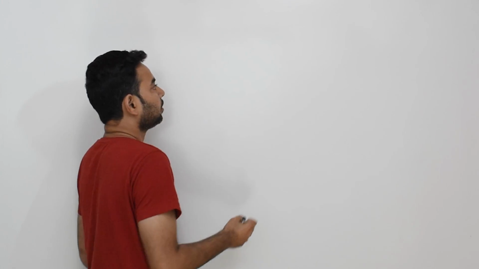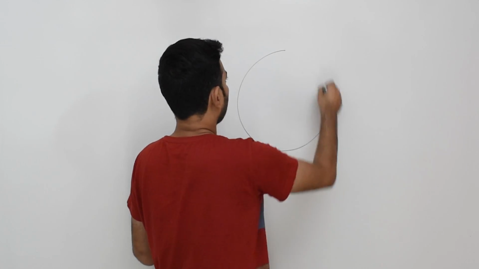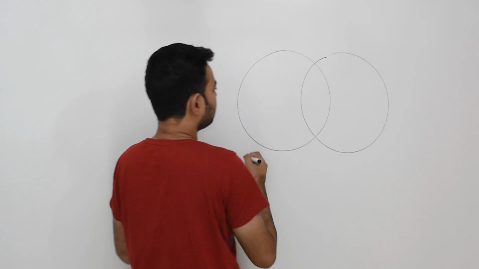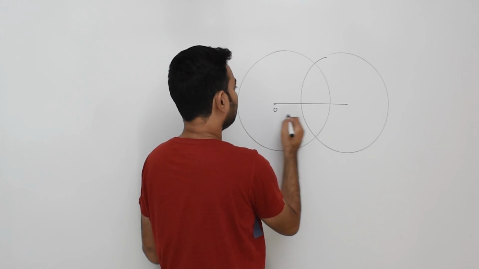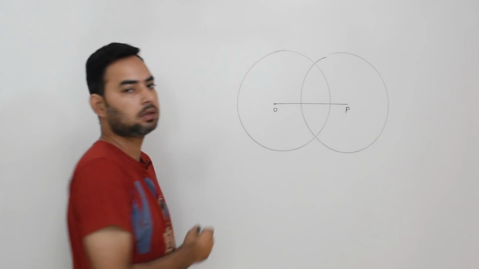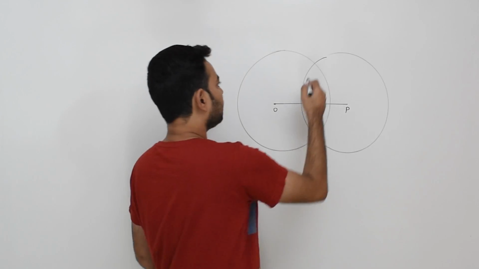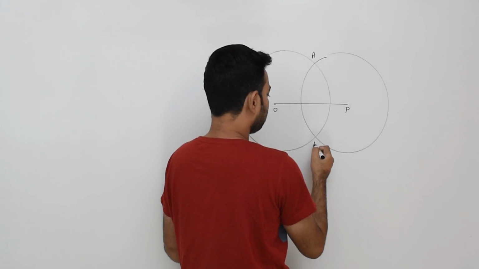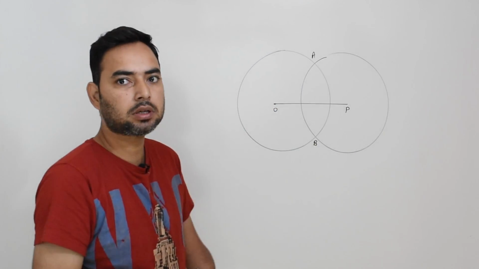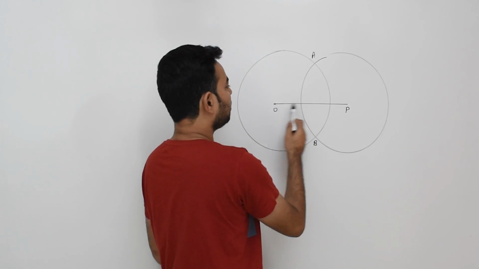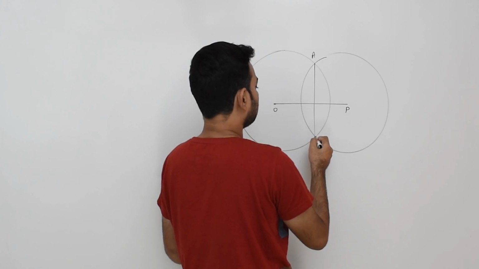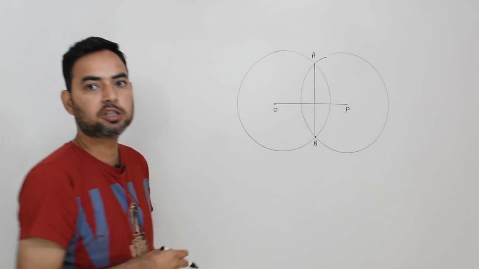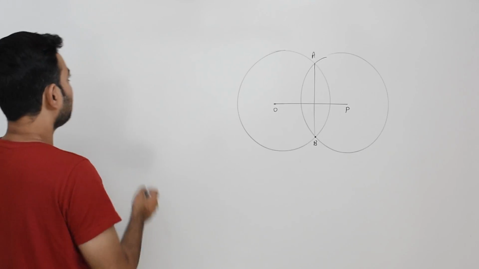Chapter circle of 9th standard. Let us see. These are two circles. O and P are the centers of the two circles. These two circles intersect each other at points A and B. These are two intersecting circles. So the line joining the centers is OP. And we have to prove that this OP is the perpendicular bisector of AB.